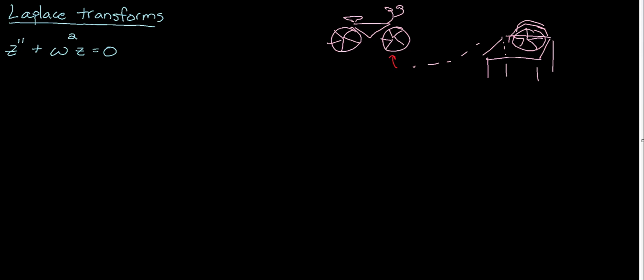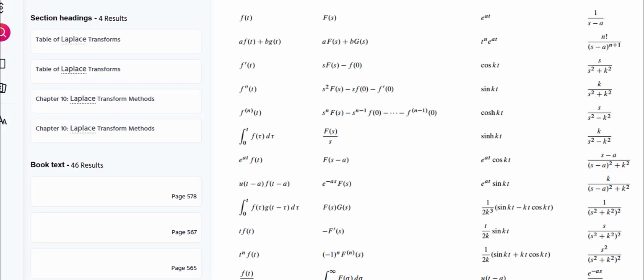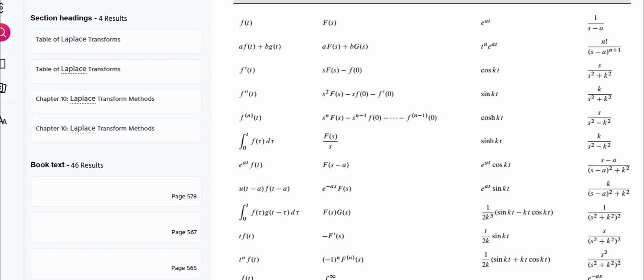So how do you transform these equations? Well, in most textbooks, or if you do a Google search, you will find a table of Laplace transforms. So I'm over here in a textbook. This is called the table of Laplace transforms. You can go to other places too, as I said, Google and so forth. I'll just scroll around a little bit.